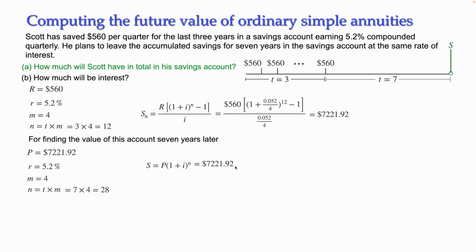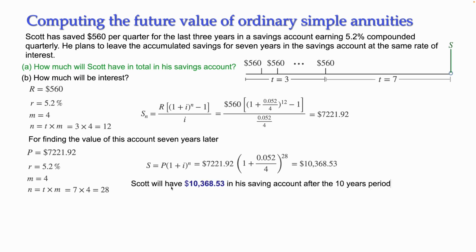7 to 21.92, open bracket, 1 plus 0.052 over 4 to the power 28. So I type here the power. Type equal in your calculator and the answer will be 10,368.53. That will answer the first question.